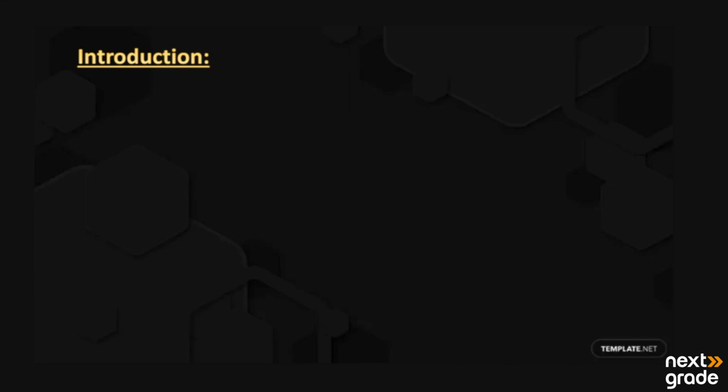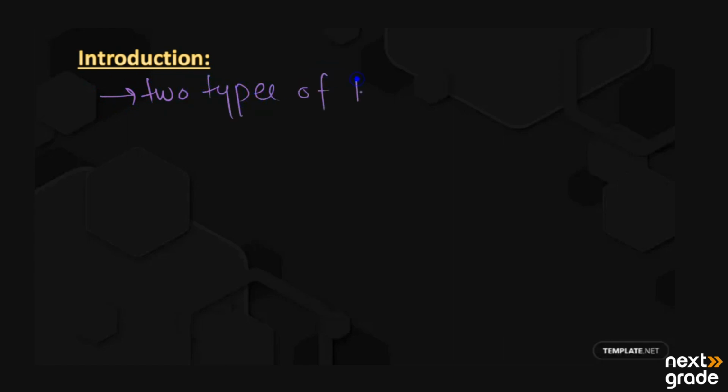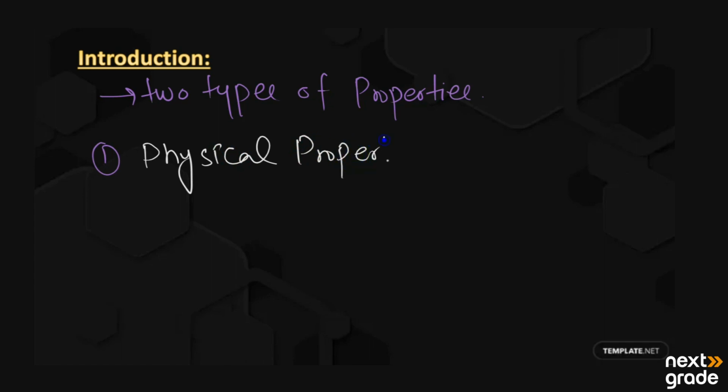Physical properties of alkanes. So let's have a look at the physical properties of alkanes. First of all, every compound has two types of properties. Number one is the physical properties, and the second is the chemical properties.